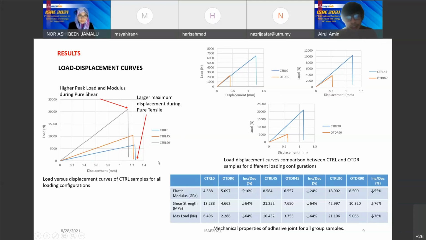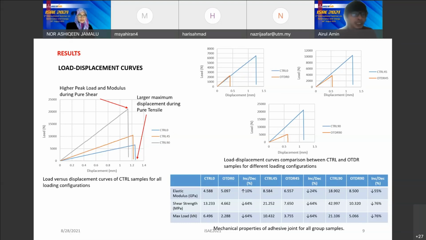The graph on the left of the screen shows the load displacement response for the control samples at all loading configurations. From the graph, you can see that higher peak load and elastic modulus are obtained during the pure shear configuration, while larger maximum displacement can be seen during the pure tensile configuration.